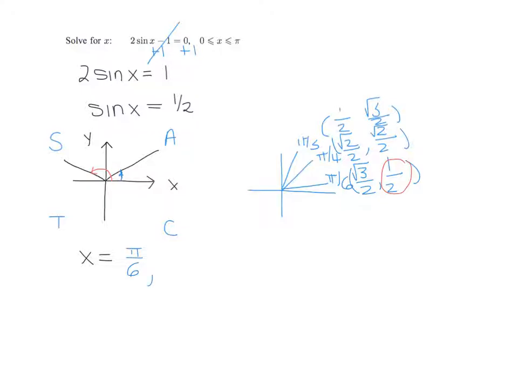And then the red angle that starts at 0 and goes all the way up to the second quadrant has to be 5 pi over 6. If you plug it back in, sine of pi over 6 is half. Sine of 5 pi over 6 is also half.